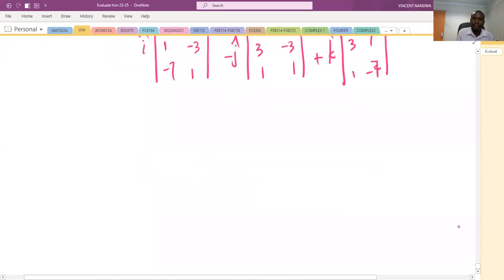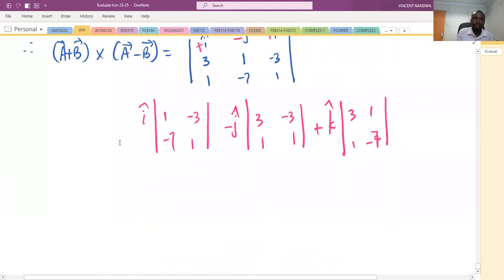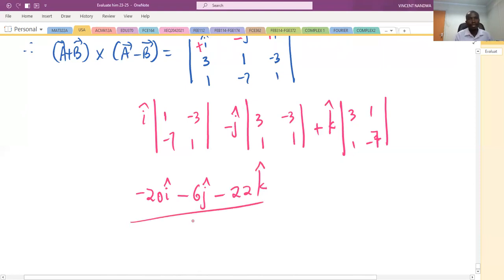This first determinant would be 1 minus 21, that is minus 20i. 3 times 1 is 3, minus minus 3, that is 6, so times minus j is minus 6j. That's minus 21 minus 1 is minus 22, times k, that's minus 22k. So therefore, this is the result of the given problem. So thank you.